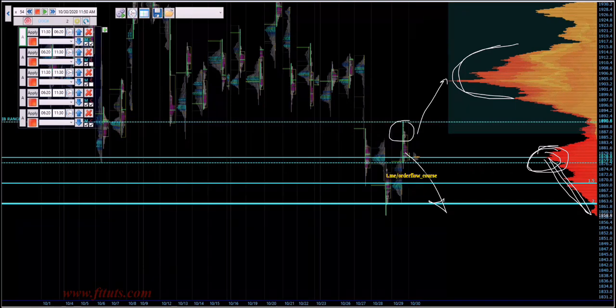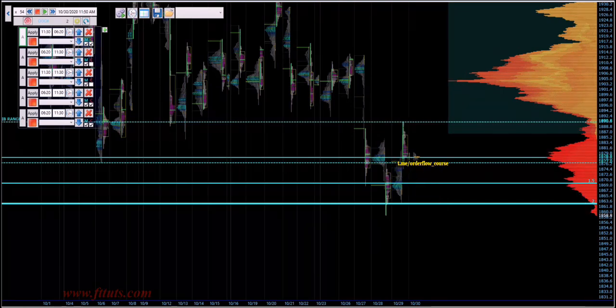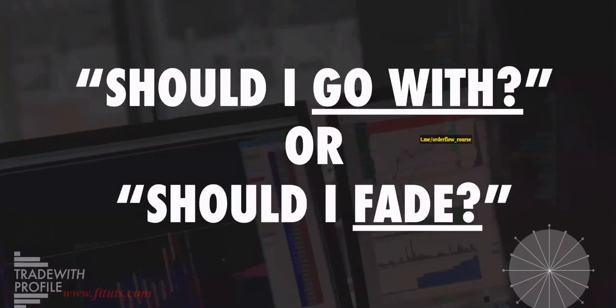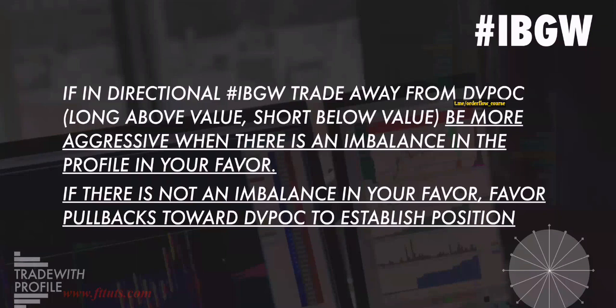Okay, now how do we apply this when we think about our anchor trades, our IB go with, or our extension fade? Again, when we see IB extension, the question is always, should I go with it or should I fade it? Well, with the IB go with, if I'm in a directional IB go with trade away from the developing point of control, so I'm long above value or I'm short below value, I'm going to be more aggressive when there is an imbalance in the profile in my favor. However, if there's not an imbalance in my favor, I'm going to favor pullbacks toward the developing point of control to establish position. What do I mean by this?